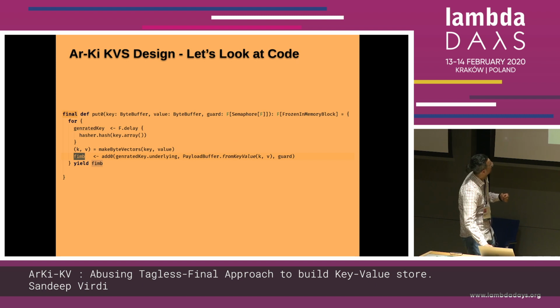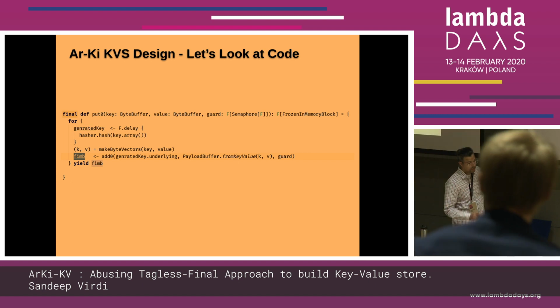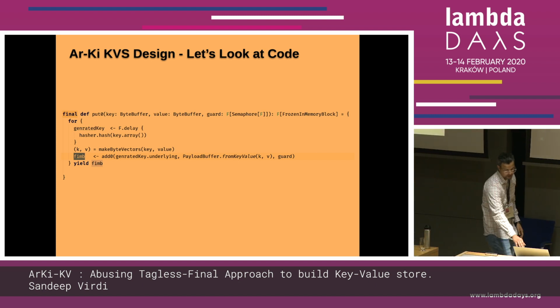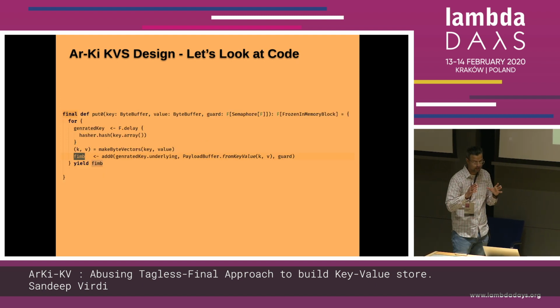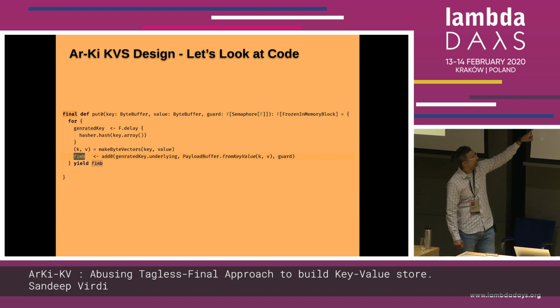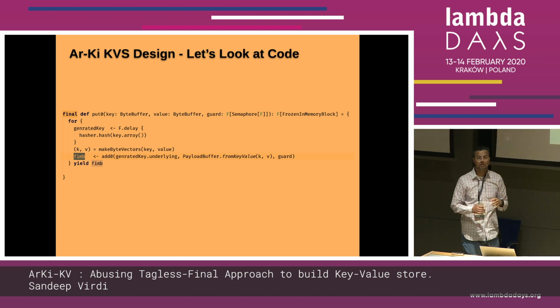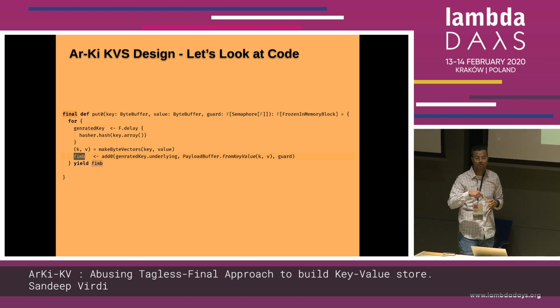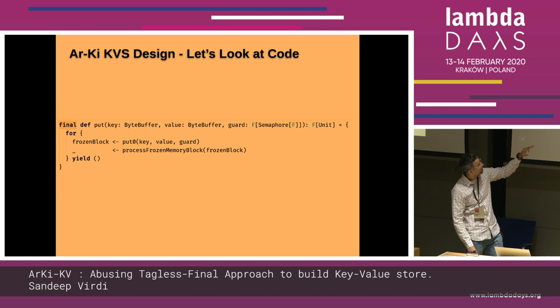All right, so let's go back to our put method. Once add 0 returns, if the in-memory block is actually full, it will return a frozen in-memory block. That's what's highlighted here. So this frozen in-memory block now needs to be processed, turned into an SS table, and then written to disk. The processing happens in the process frozen memory block.